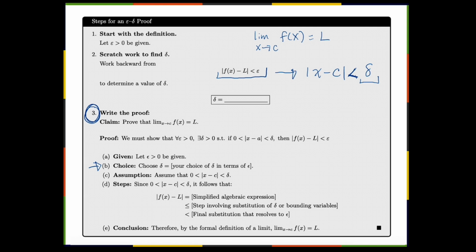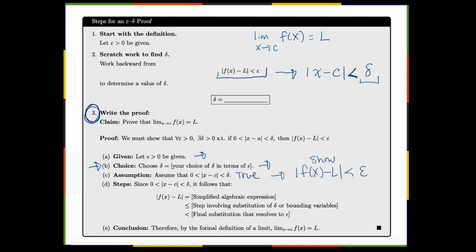So to start the proof, you say, let epsilon be greater than 0. Then we state what we chose for our delta. What did we find as our delta in our scratch work? Then in part C, we're going to make the assumption that this is true. And what we're trying to do is find f of x minus L and show that that's less than epsilon.